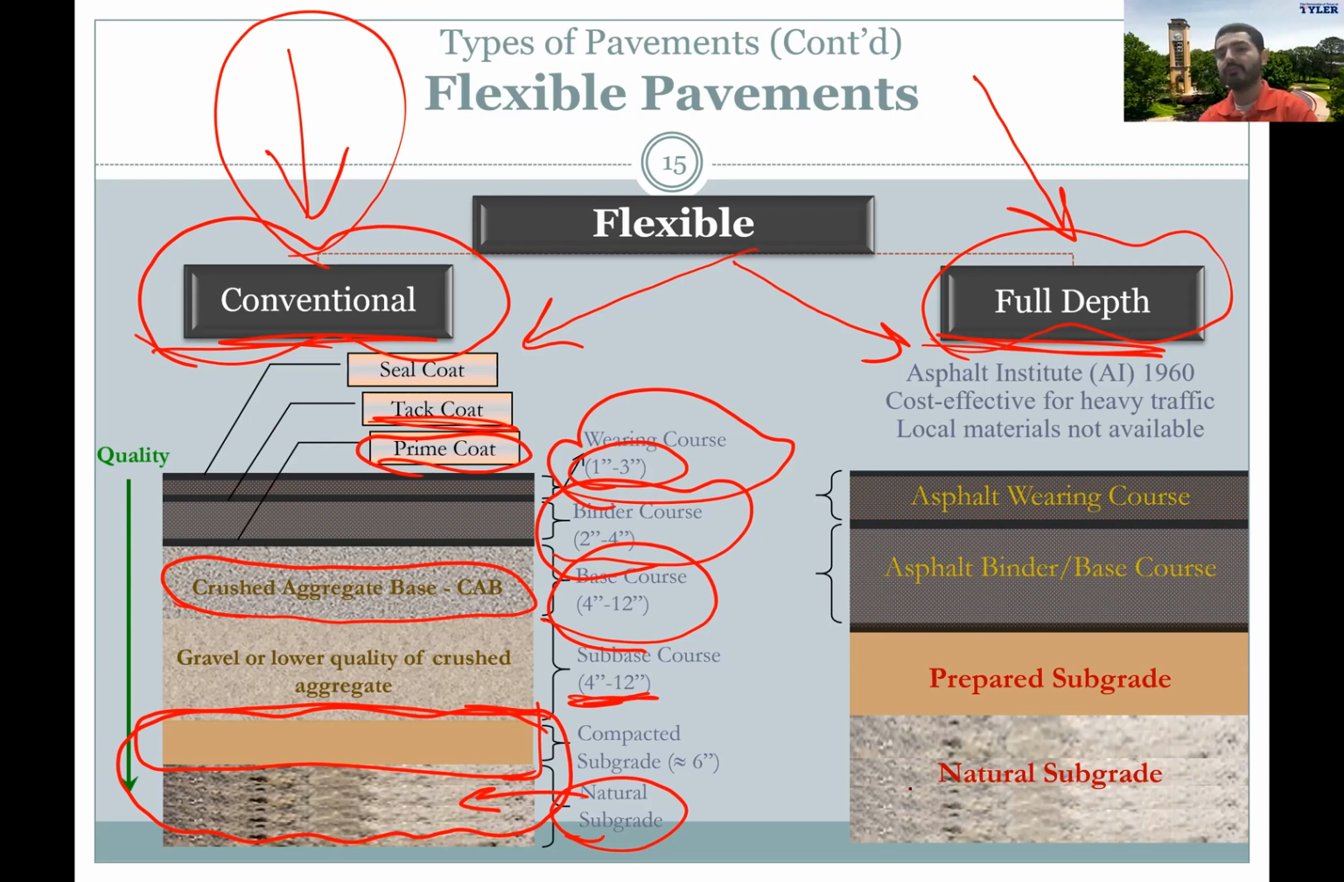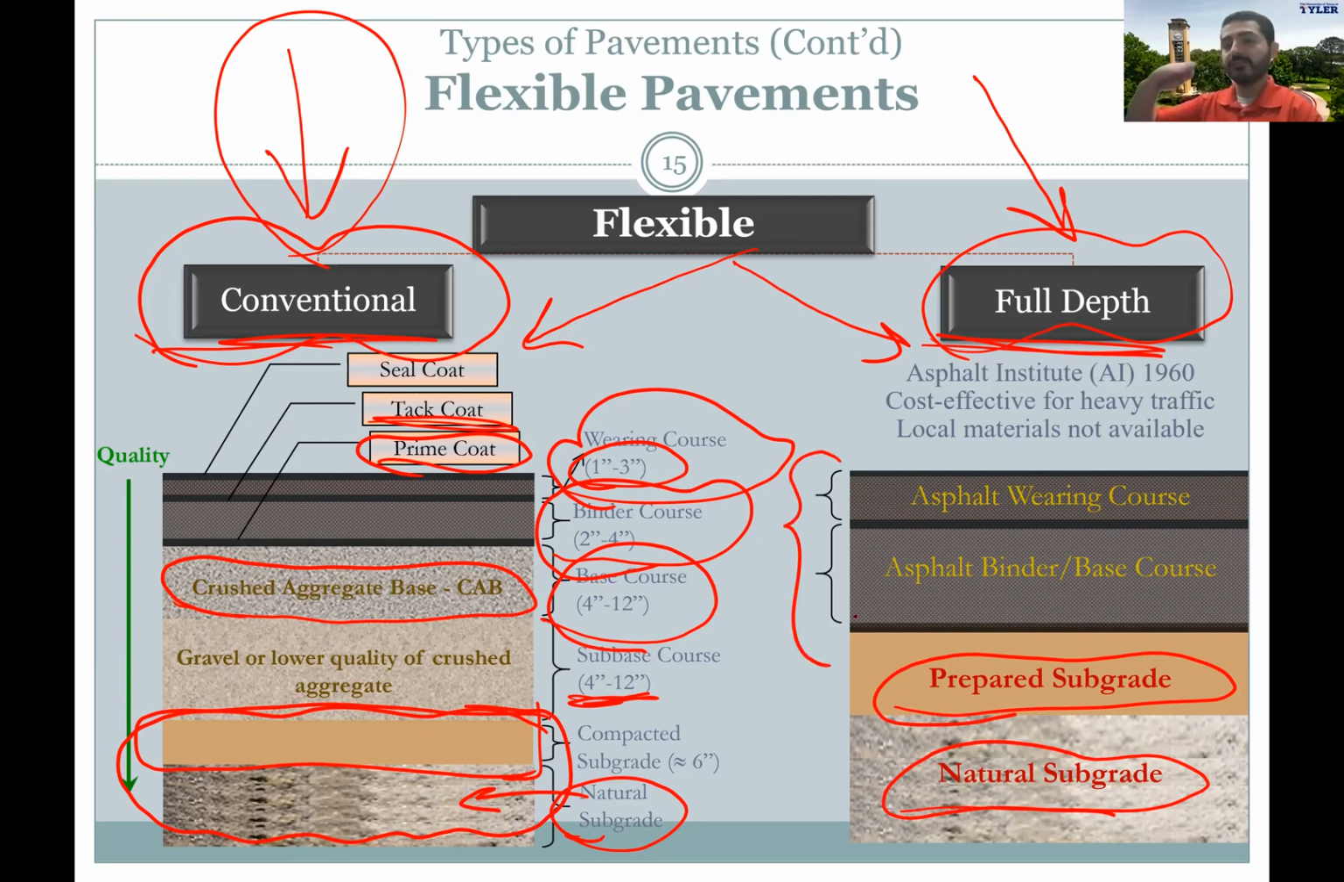All they do is they have the natural subgrade, they prepare the subgrade, compact the subgrade, and then the entire structure is nothing but hot mix asphalt. Layers after layers. It's again a very thick structure, and they don't use bases or sub bases. But again, it's expensive, as you may tell, but it lasts for a longer period of time.